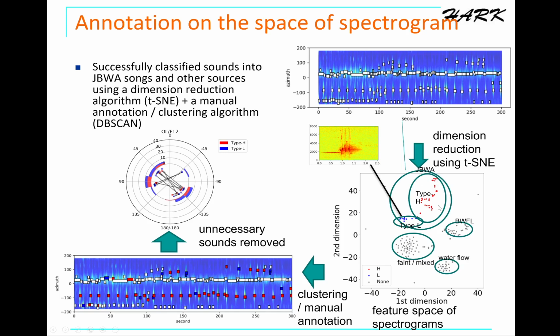So we can easily listen to these clusters around here, and we can recognize that this is the type H song of Japanese bush warbler, and this is type L song, and this is another species' song, and this is a water flow, and these are clusters of other faint unknown sounds. So we can easily annotate that these are the songs of this target individual, and this is quite important for our purpose to annotate the recordings in the field.